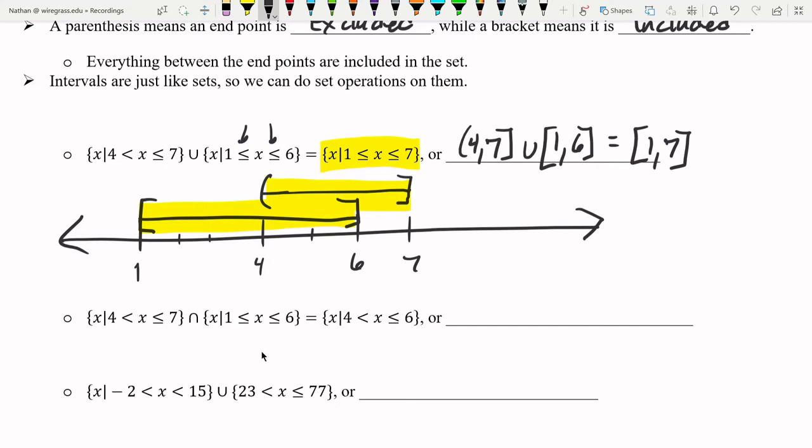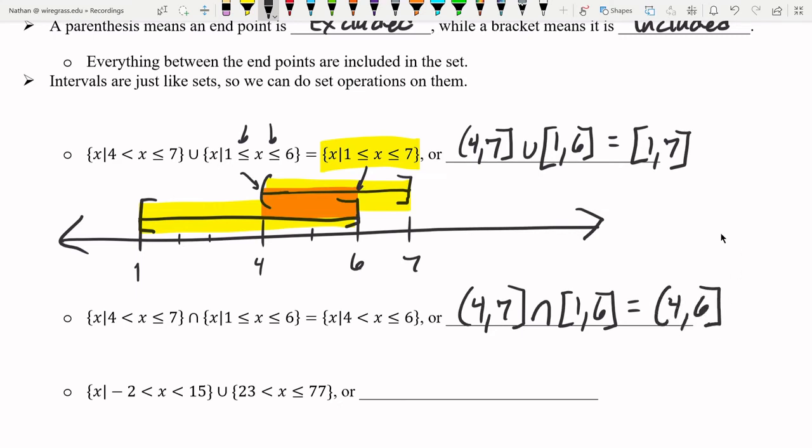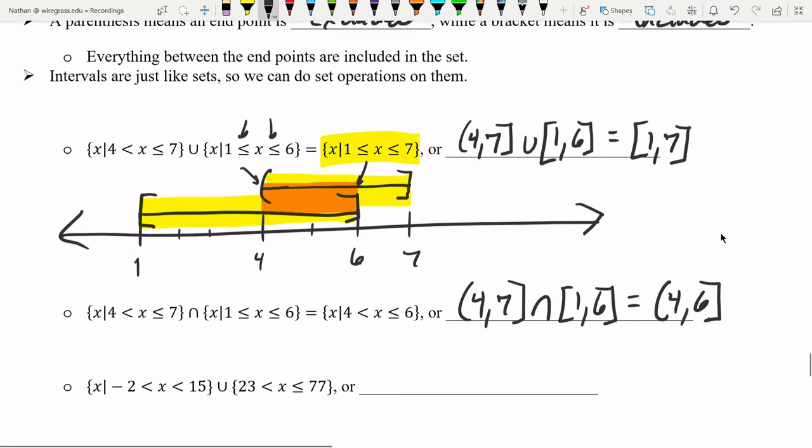Okay, this next one is the same idea, except now we're looking at the intersection. The intersection is the overlap. That's this middle portion here. So once again, we have 4 to 7 intersected now with 1 to 6. And that's going to equal 4 is not included because it's not included in the top one. And 6 is included because it's included in both. So we have 4 to 6. 4 would have an open dot, so it's going to use a parenthesis. 6 would have a closed dot, so it's going to be a bracket.